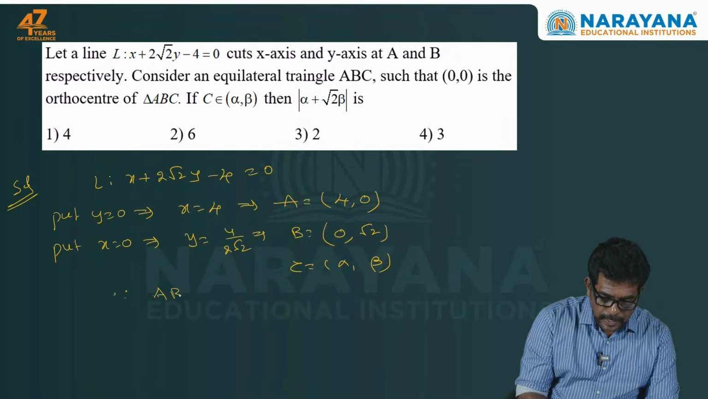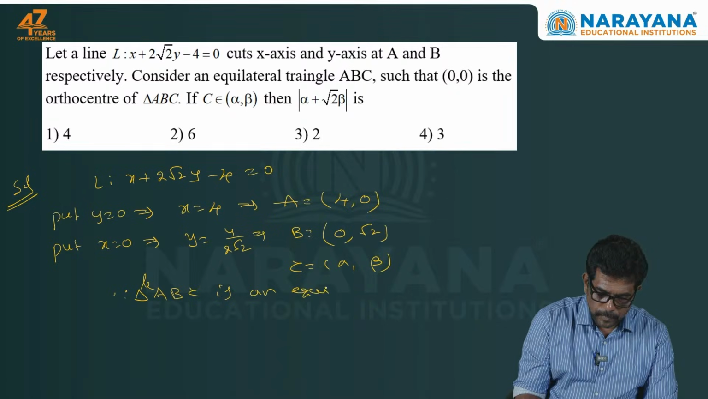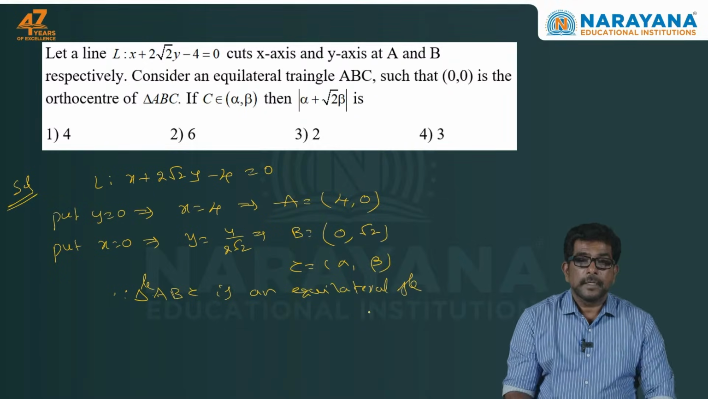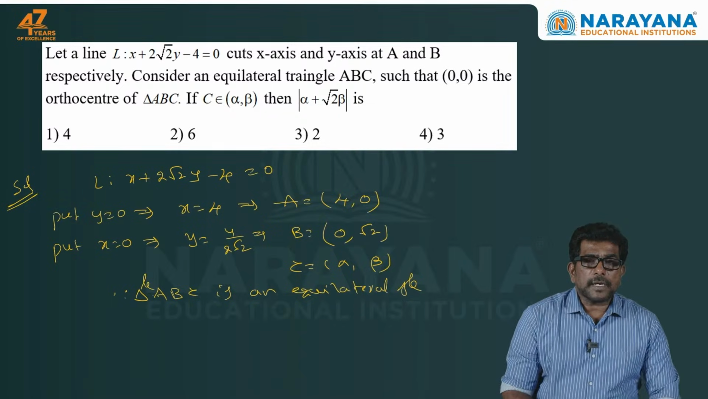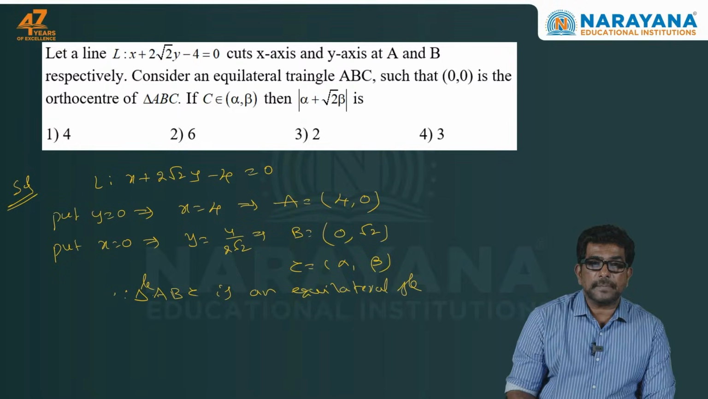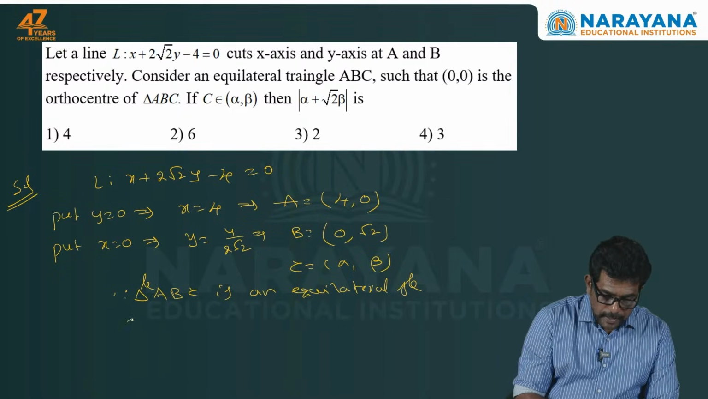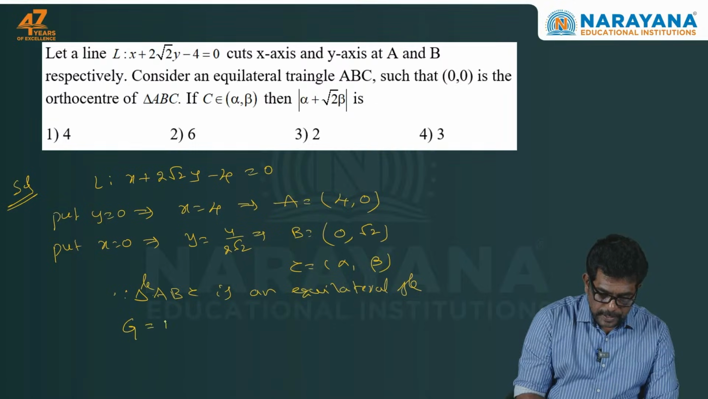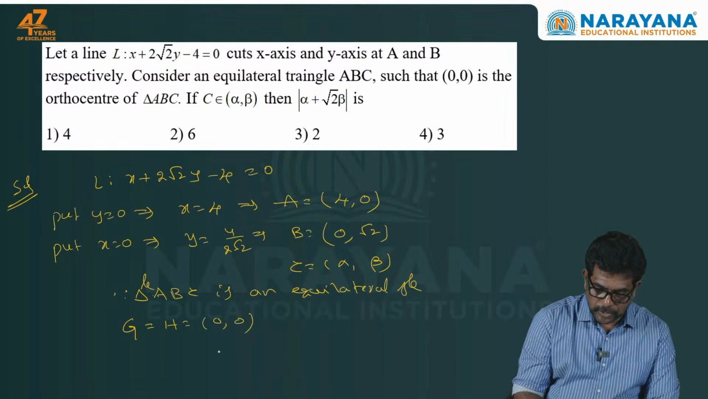Since ABC is an equilateral triangle, for an equilateral triangle, we know that the centroid, the orthocenter, and the circumcenter all coincide. So here the centroid I am representing with G. G is equal to orthocenter H is equal to (0, 0), which is given.